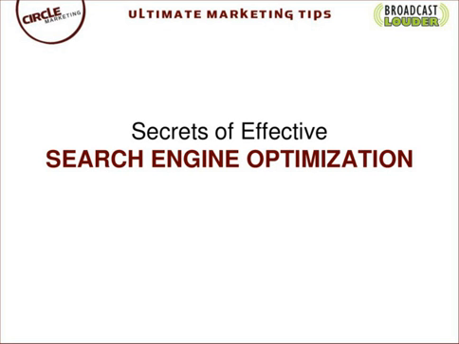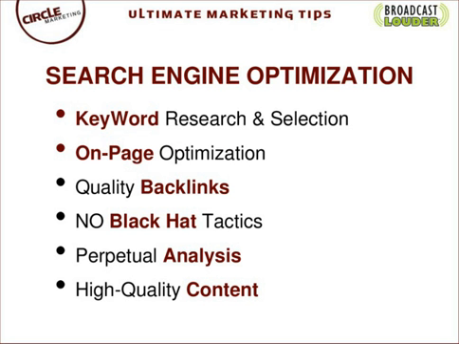going to give you the secrets of effective search engine optimization. We're going to go over these 6 things. We're going to talk to you very briefly about how to do some basic keyword selection and research, optimizing your on-site pages, and how to get some quality backlinks, some black hat tactics to avoid, and we'll go over what black hat is. Perpetual analysis is very important to pretty much everything you do with your business, and especially with your marketing, especially when you're spending money on marketing.